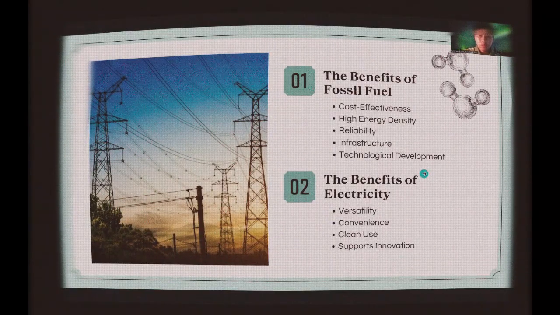It's important to note that while fossil fuels have these benefits, they also come with significant environmental and health costs due to their emissions and finite availability. The global shift towards renewable energy sources aims to retain the benefits of reliable energy while mitigating the negative impacts. Next.